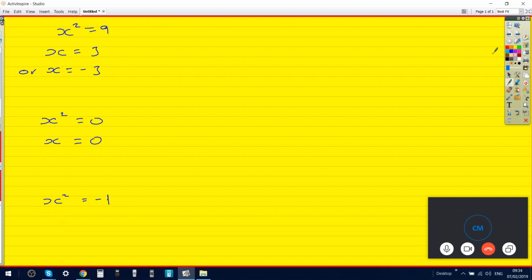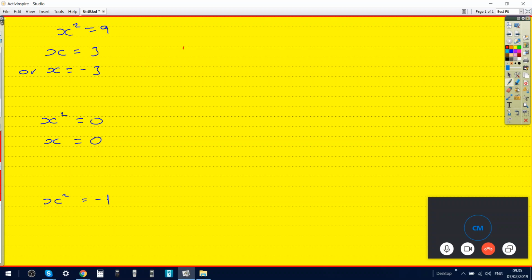I'm not sure. So it should be the square root of -1. But if you think about it, there's no number that when you multiply it by itself, you'd get a negative. Positive times positive is positive. Negative times negative is positive. And so you can't. It's just no solutions for it.